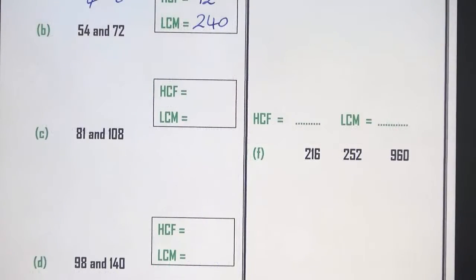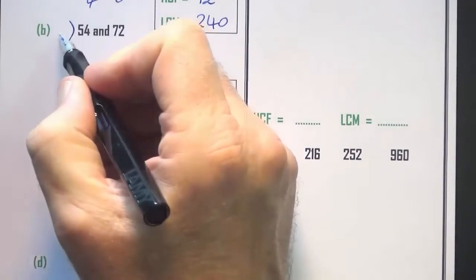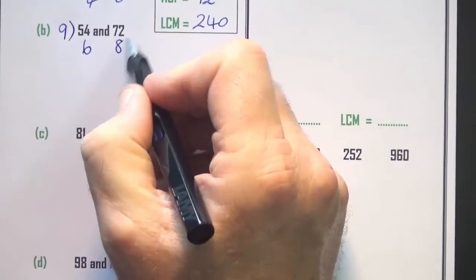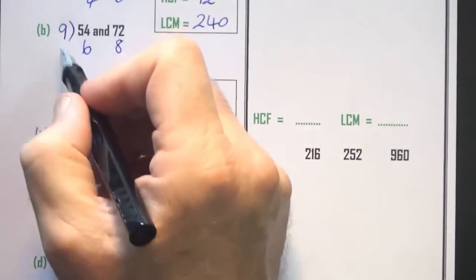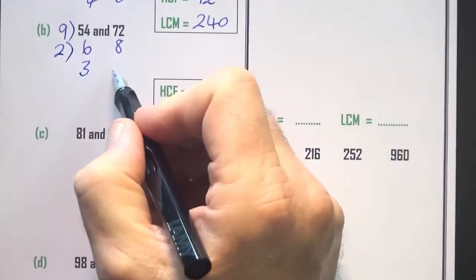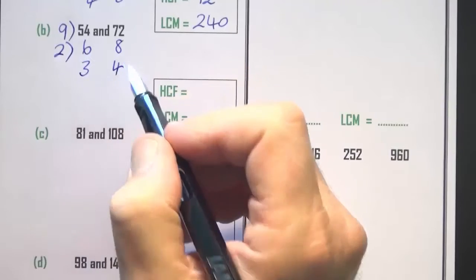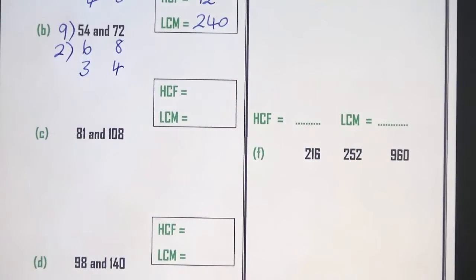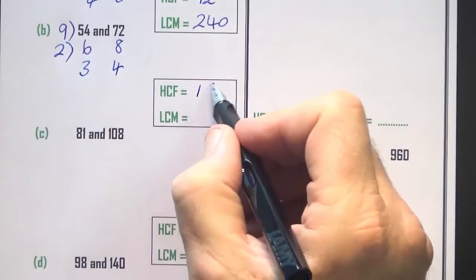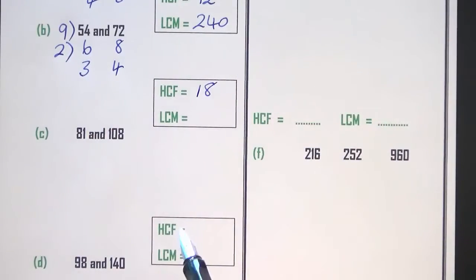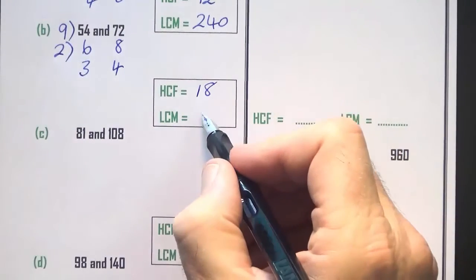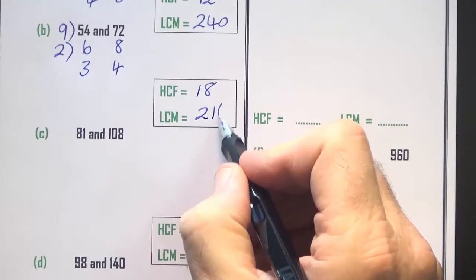let's try the next couple of examples. So let's begin by dividing by 9, and that gives me 6 and 8. But I can divide by 2 and get 3 and 4. And then I cannot divide again. So my HCF is 9 by 2, 18. And my LCM is 18 times 3 times 4, which is 216.